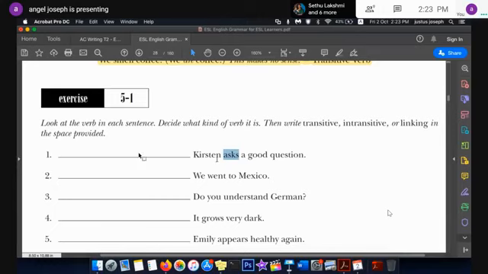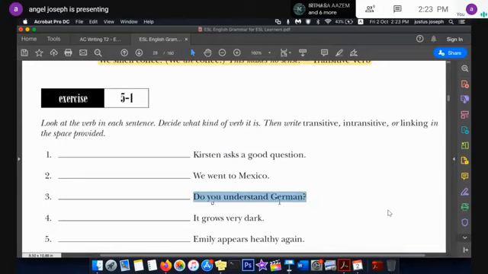Yes. Okay, next one. We went to Mexico. We went is the verb. To Mexico is a prepositional phrase, right? So intransitive, correct. Good. So now you understand.